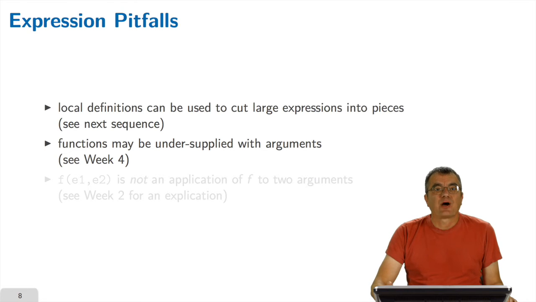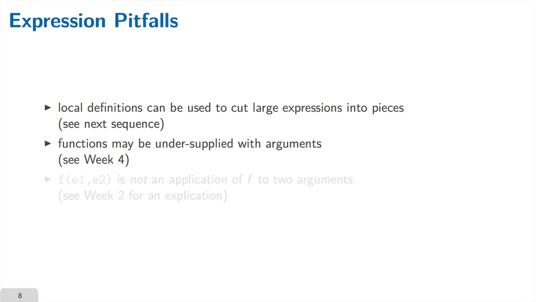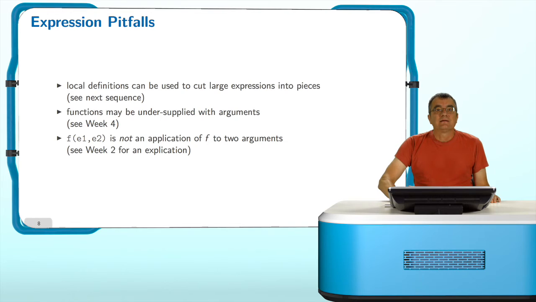Functions may a priori be undersupplied with arguments. If you try to do this, then you get in general a result of a different type than you might expect, as we will see in week 4. Again, parentheses are a priori not part of function application. If you try to write something like f (e1 e2) for a function application of a function with 2 arguments, you will get an error, and the explication for this will be given in week 2.